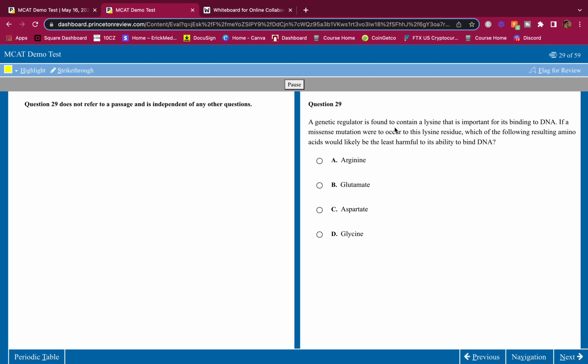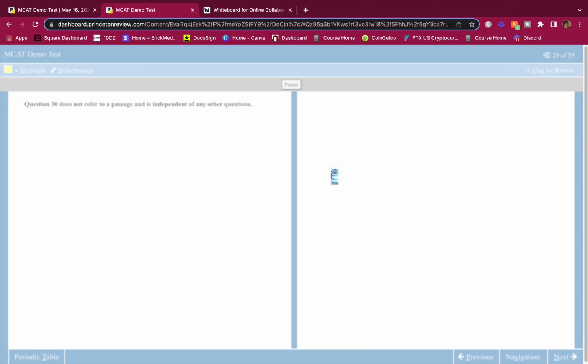Simple, right? A genetic regulator is found to contain a lysine that is important for its binding to DNA. If a missense mutation were to occur to this lysine residue, which of the following resulting amino acids would likely be the least harmful to its ability to bind DNA? Okay, missense, you should know missense, nonsense, those frame shift mutations. If we want it to be the least harmful, we'd want it to have the same properties as lysine. So we'd want it to be a basic amino acid. The only basic one here I see is arginine, so 29 is A. That's simple. Let's keep going.